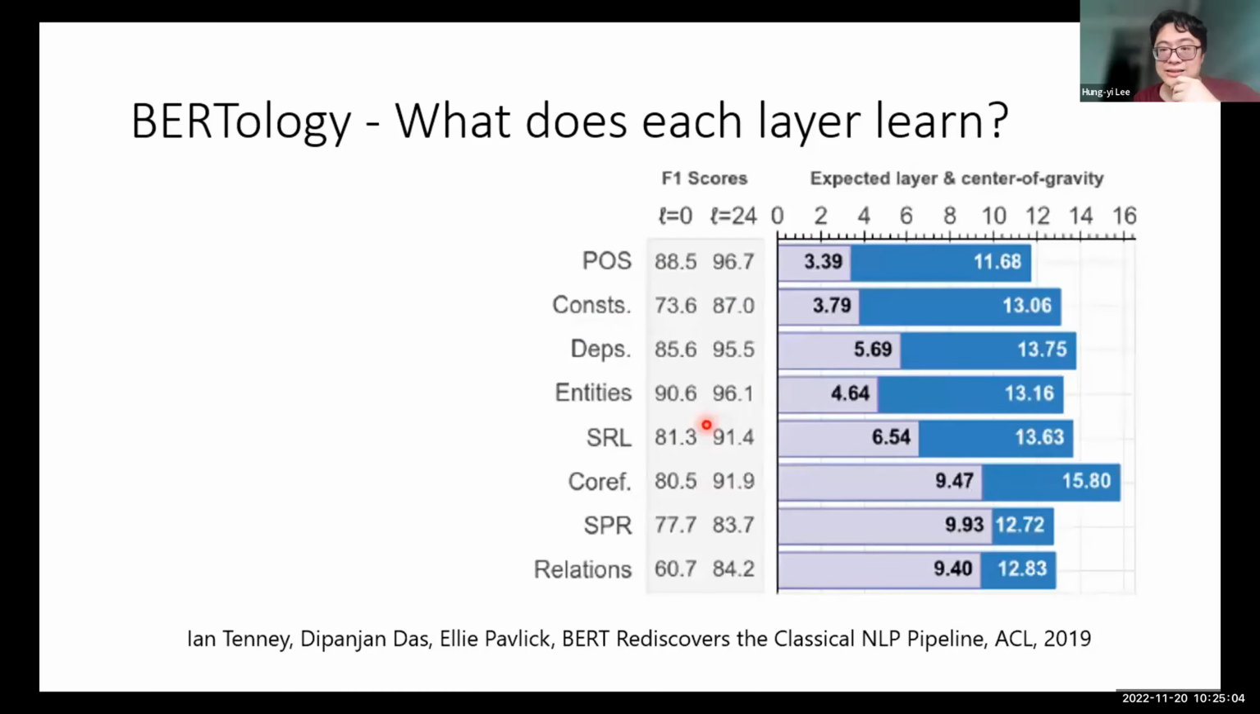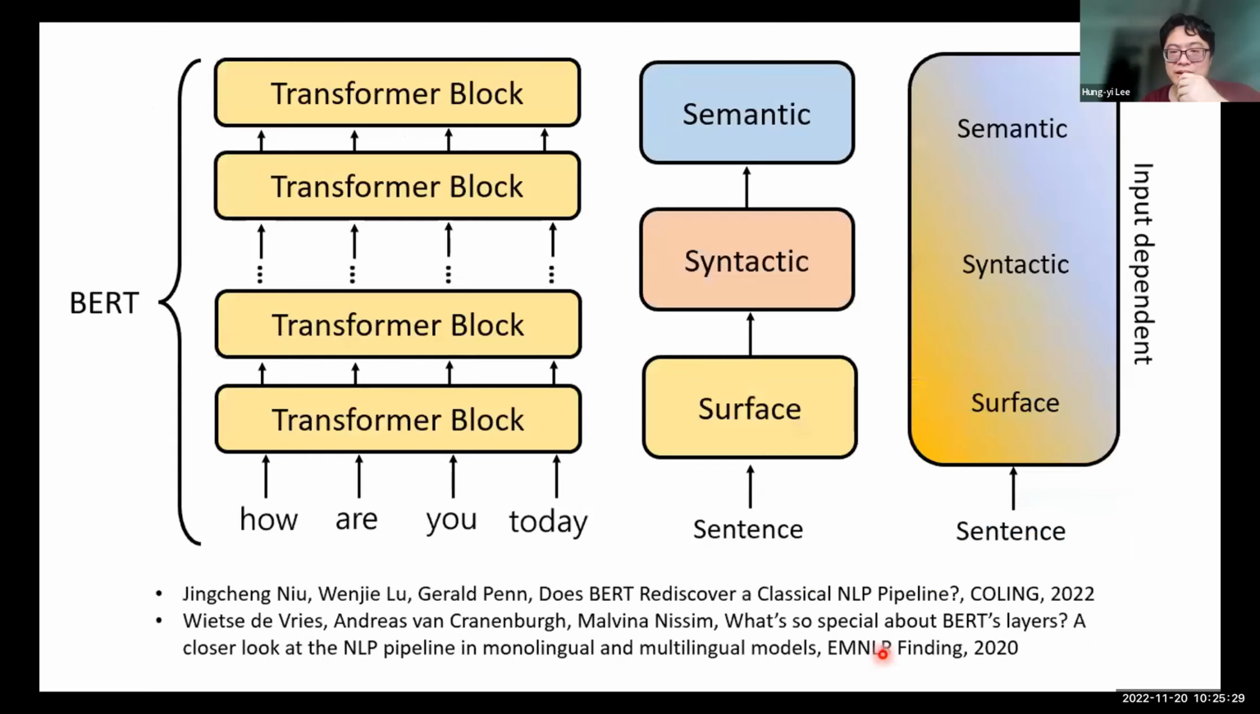This is another example. I'm not going to go through the detail here. This paper is very well known: BERT Rediscovers the Classical NLP Pipeline. I put the reference here so you can go through the paper yourself. In all, the paper tells you that the first few layers handle easier tasks like syntactic analysis, and the last few layers handle more high-level semantic understanding.